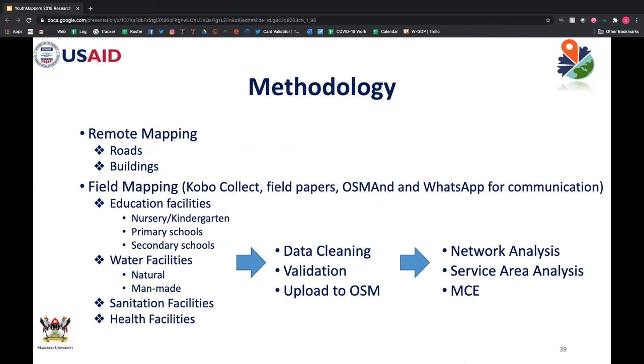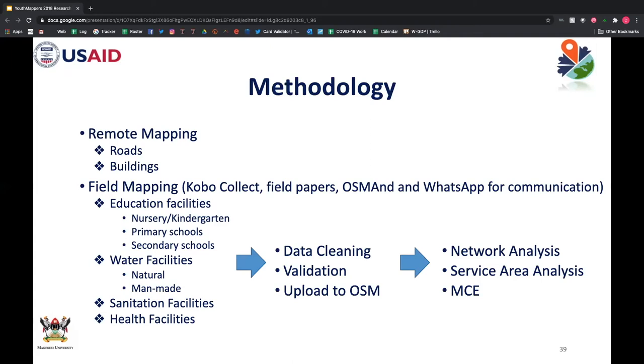So the methodology, we had a remote mapping exercise. A task was created on the Humanitarian OpenStreetMap Team's Tasking Manager. We identified a team of remote mappers who mapped all the roads and the buildings within the refugee settlement. And then we also had a field mapping exercise.